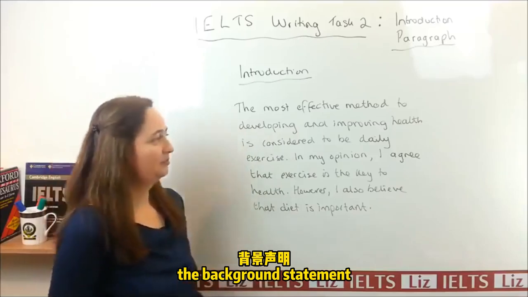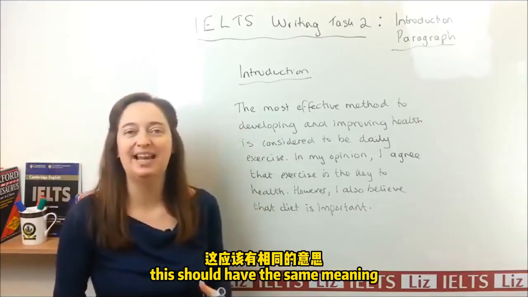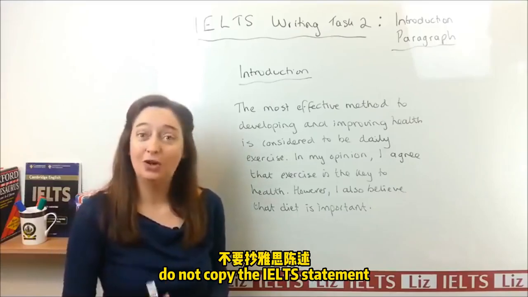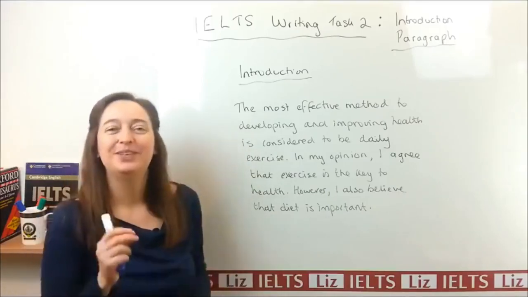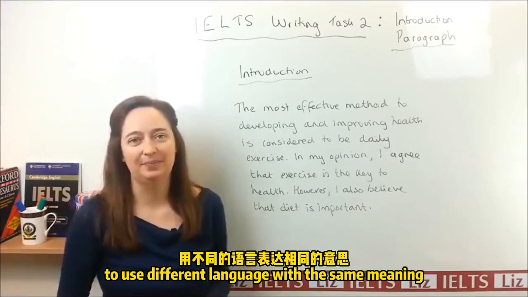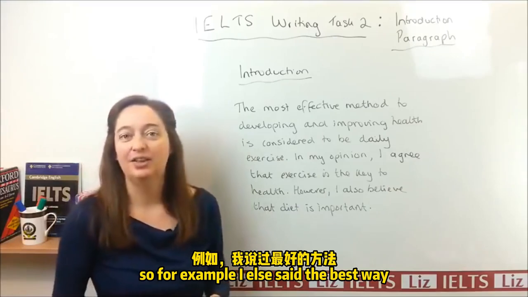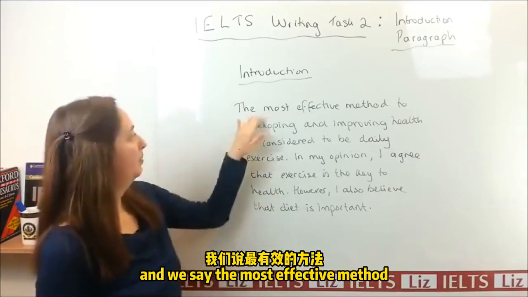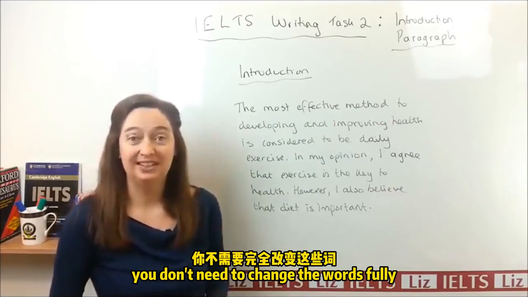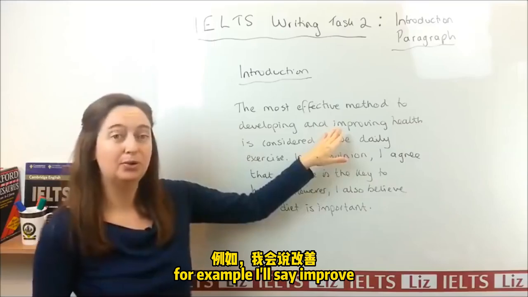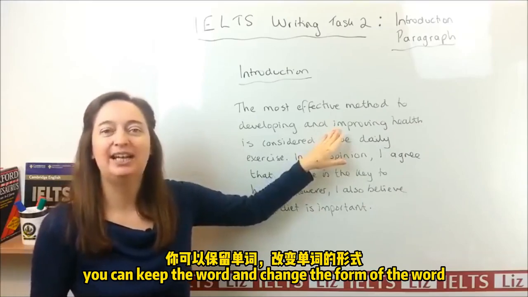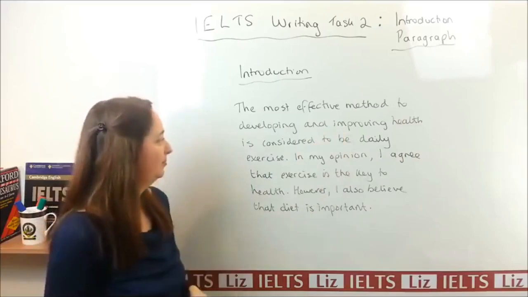The background statement. This should have the same meaning as the statement given by IELTS. Do not copy the IELTS statement. You need to paraphrase it to use different language with the same meaning. So, for example, IELTS said the best way, and we say the most effective method. You don't need to change the words fully. For example, IELTS say improve, and I have written improving. You can keep the word and change the form of the word.